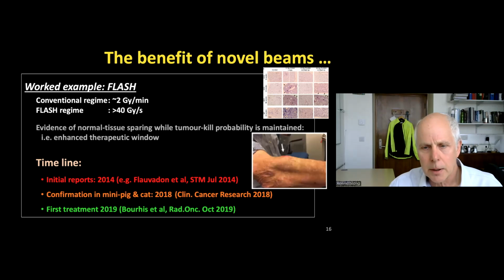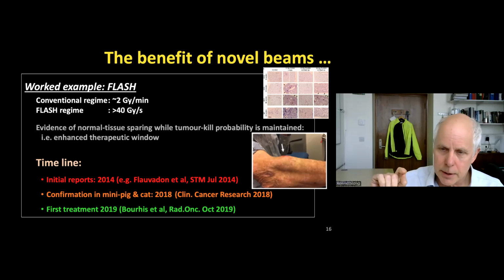A little bit later, after some studies in mini pig and cat, so 4 years after that publication, the first treatment was carried out in 2019 of a skin cancer, which was resistant to radiation. So I think my point here is that in this case, the high rate of radiation was able to preserve the tumor killing probability while reducing normal tissue damage and therefore increasing the therapeutic window.